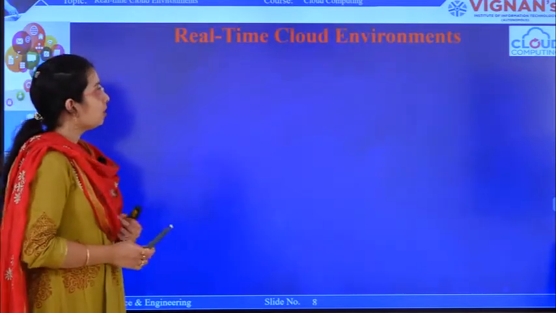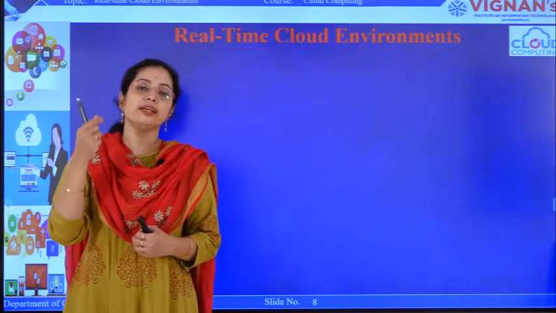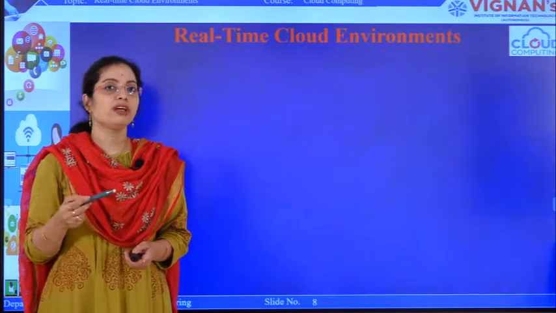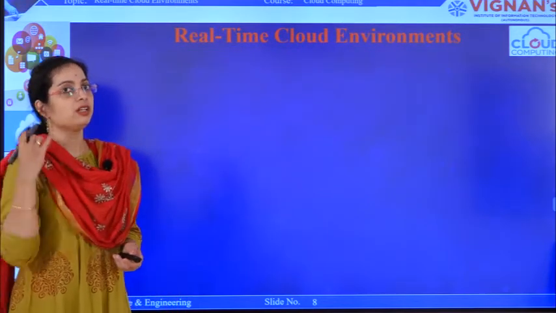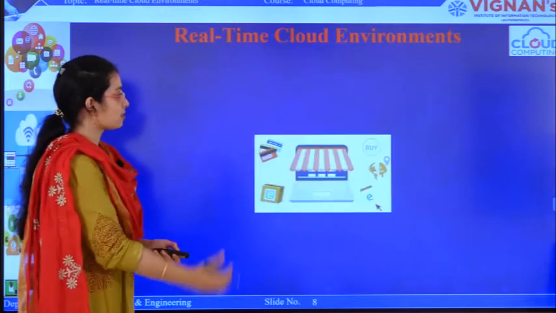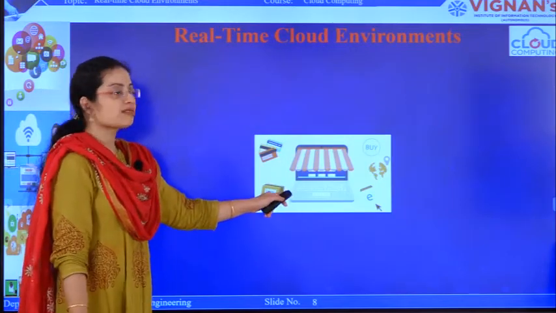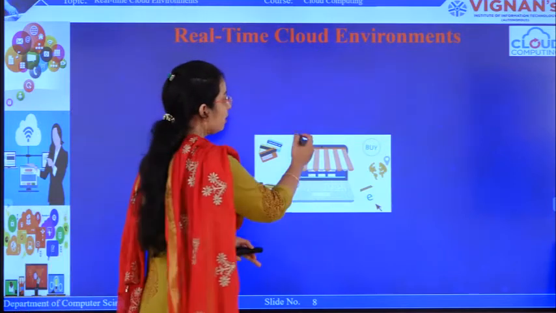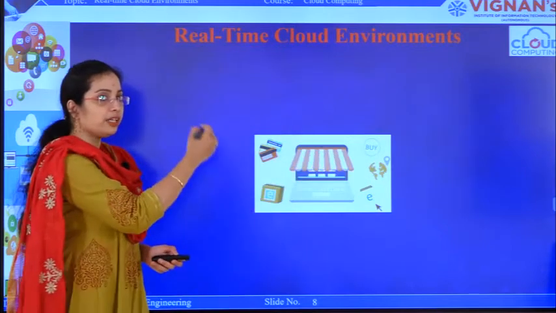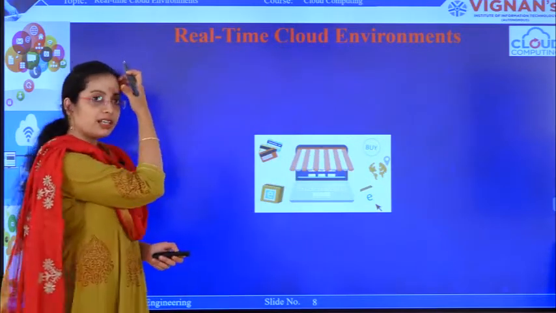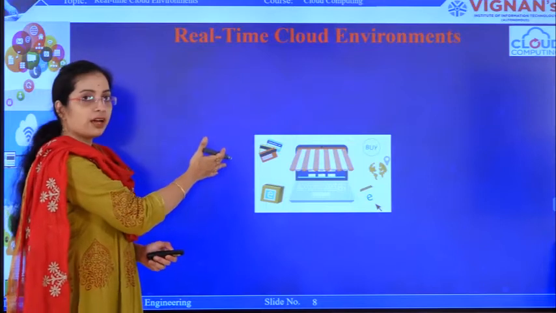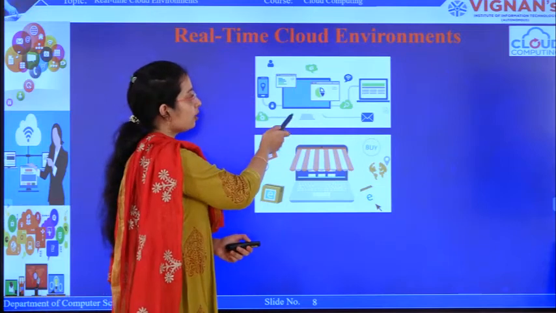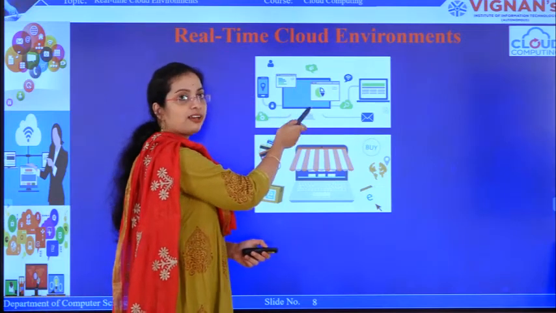Next, now let me show some of the real-time environments or real-time example scenarios where the cloud is providing its service in day-to-day life. First, by seeing this image we can tell that the cloud is providing its service to the user in e-marketing. So, in e-marketing, while we are having data transactions, we can have the cloud service provided. Next, it is providing its service to the user in IT infrastructures and development.